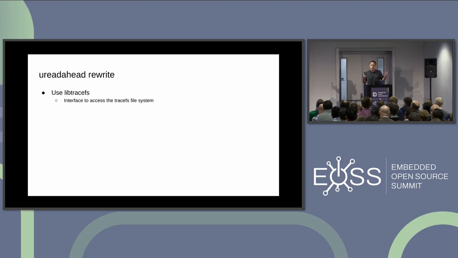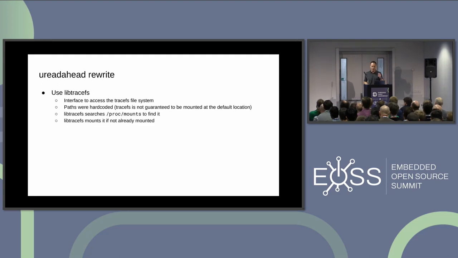Being a distro like ChromeOS is, this means I have to get libtracefs upstream. Oh my God, the bureaucracy of doing that was fun. Paths were hard-coded all over the place. Hey, libtracefs will find where the tracefs file system is for you. It will look at the proc file system, and if it's already mounted, it'll use it. If it's not, it will mount it for you. Does everything for you. You don't care.